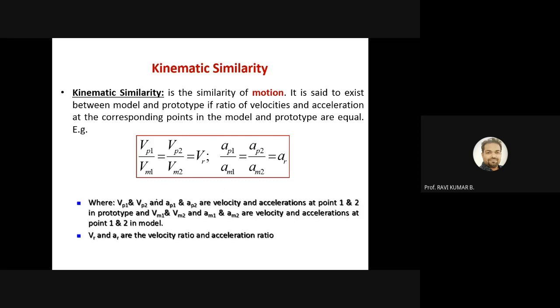All these terms are our velocity and acceleration. You can explain those: VP1, VP2, AP1, AP2 are the velocity and acceleration at points 1 and 2 on the prototype. Similar parameters are there on the surface of the model. And VR and AR are known as velocity ratio and acceleration ratio. These things you have to keep in mind, these are all scale ratios, right? In the geometrical case, we defined the geometrical scale ratio simply. Here we have defined the velocity ratio and acceleration ratio.